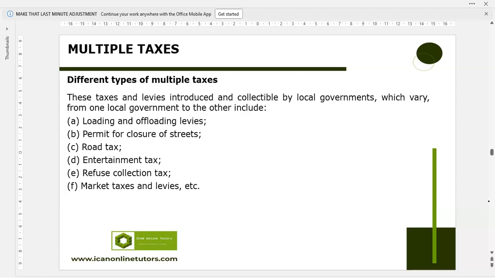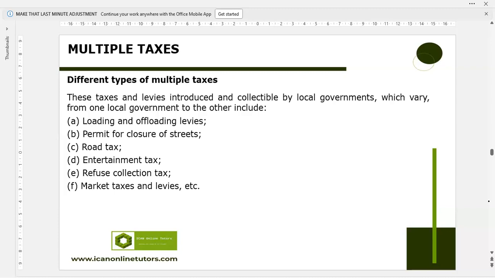And you see them, the local government collectors, some will hold koboko, some will hold rubber. So if you refuse to pay them, they can do and undo. They will beat you and nobody will rescue you. So we have a lot of different types of taxes, of multiple taxes.